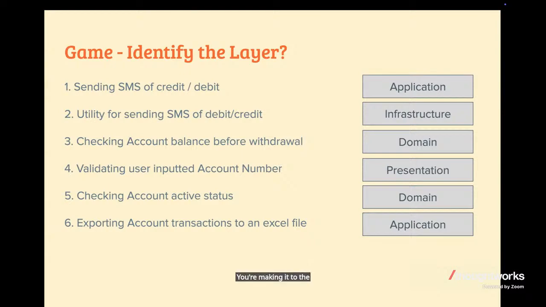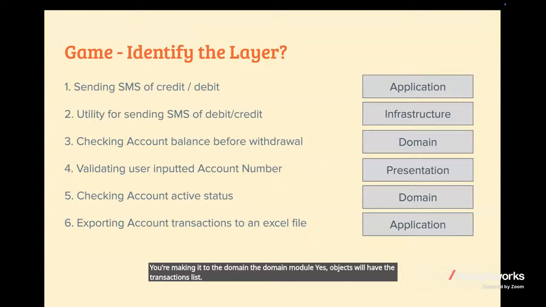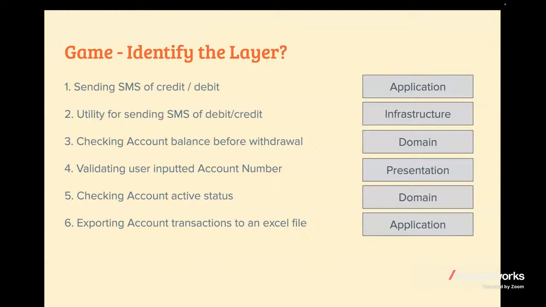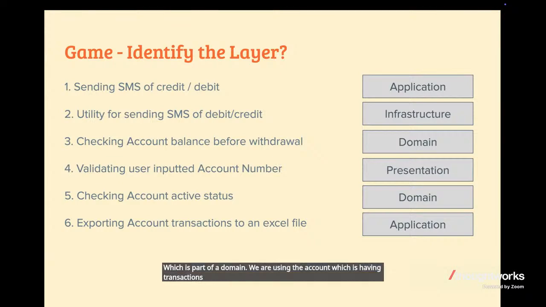The domain model objects will hold the transactions list. These objects are coming from the domain. The domain layer will have a list of transactions. Say an account has a list of transactions. So account is part of the domain, and transactions are also part of the domain. Then we are using these objects, which are part of the domain, but in infrastructure. We are using an account which has transactions. That is one, right? There is a nested relationship.